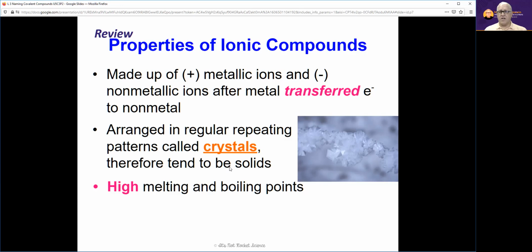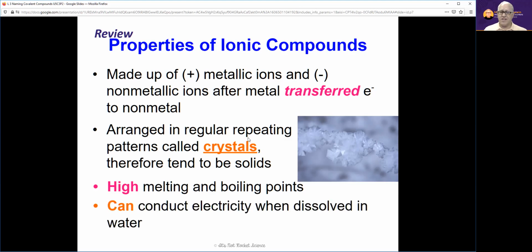And so if we take sodium and chlorine, chlorine being a nonmetal has a very low boiling point. But sodium has a high melting point. And when they combine together to form sodium chloride, their melting point is extremely high. It takes an enormous amount of heat to take that salt crystal and liquefy it and melt it and get it to boil. Now, ionic compounds can conduct electricity when dissolved in water.